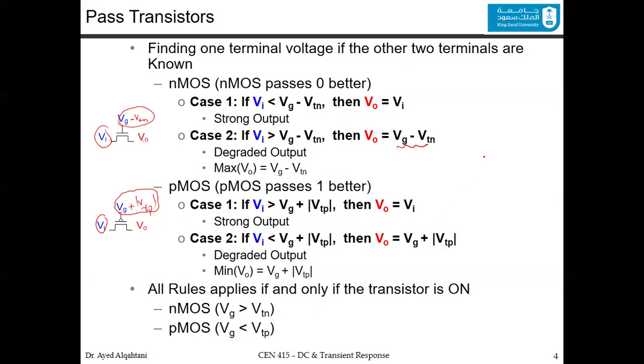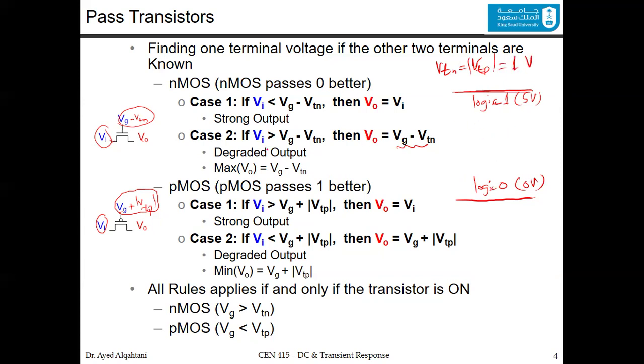Just remember that when we say logic 1, if we say that VDD is 5 volt, this means it's 5 volt. And we have logic 0, and let's say it's 0 volt. So what happened is the degraded value, let's say that the V threshold of N is equal to the absolute value of V threshold of P, and let's say it's 1 volt.